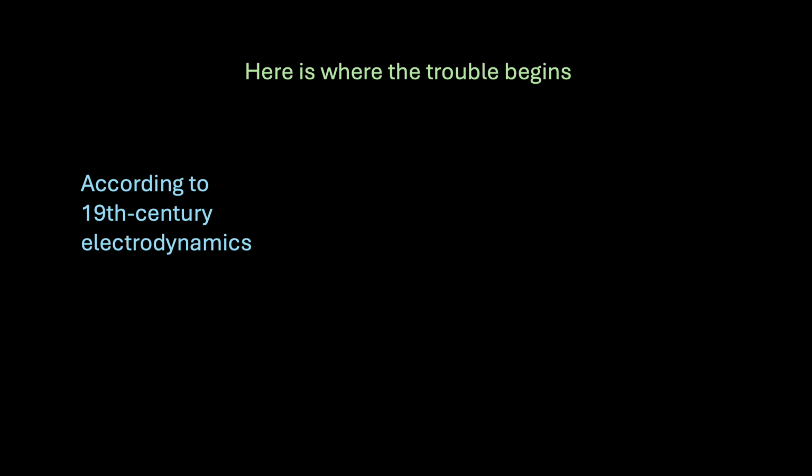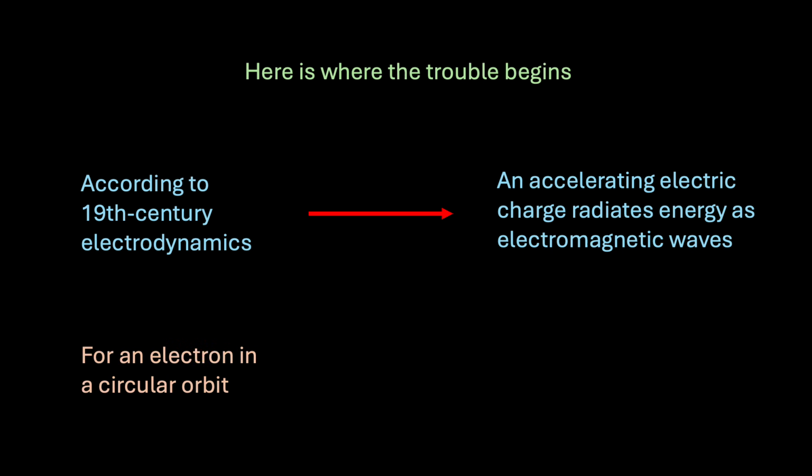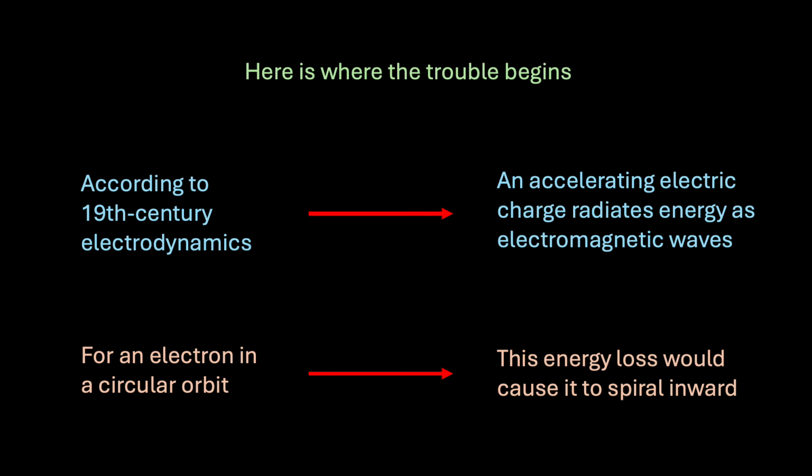Now, here is where the trouble begins, because according to 19th century electrodynamics, any accelerating electric charge radiates energy as electromagnetic waves. For an electron in orbit, this energy loss would cause it to spiral inward unless there's a constant supply of energy to keep it going.